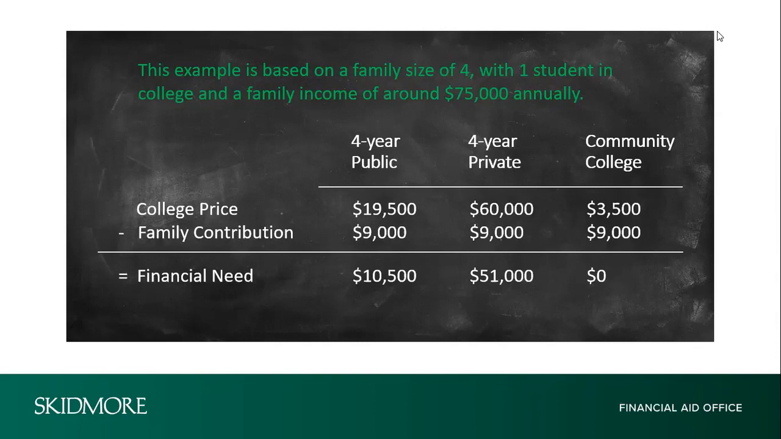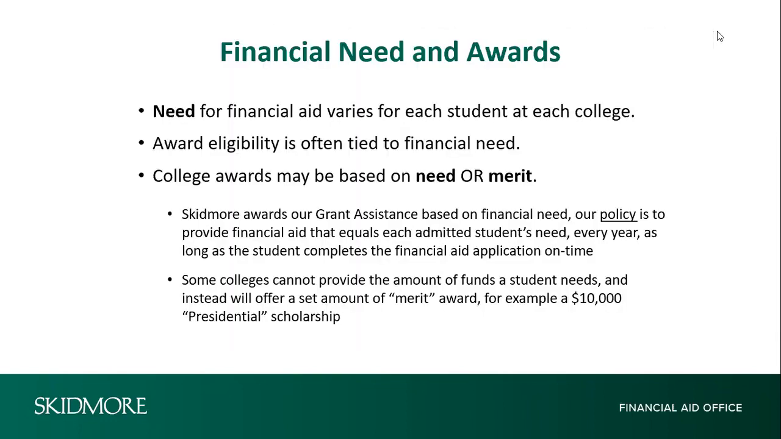The same at a 4-year public. So they may determine your need to be 10,500, but they may not have any or enough resources to be able to meet your need. They may offer you 0 grant assistance. There's no rule or law or regulation that says once a college determines the student's demonstrated need that they must provide resources in that amount. So not just your need can vary, but the financial aid that you're awarded may vary as well, depending upon the policies of the college. Award eligibility is often tied to financial need, but there's no requirement that it meets your financial need.